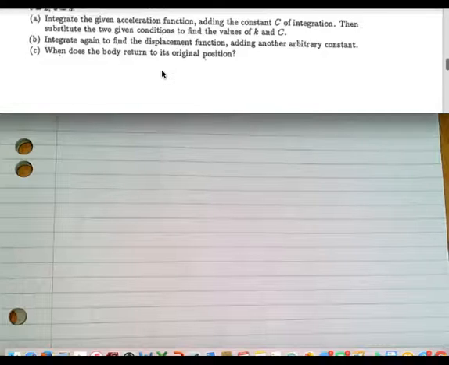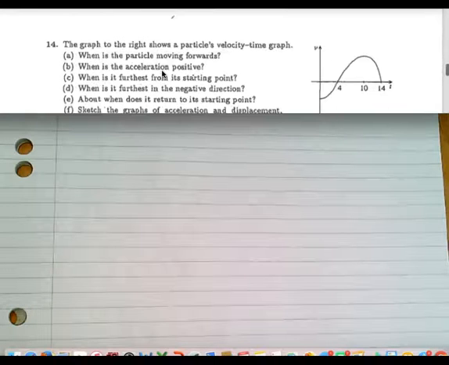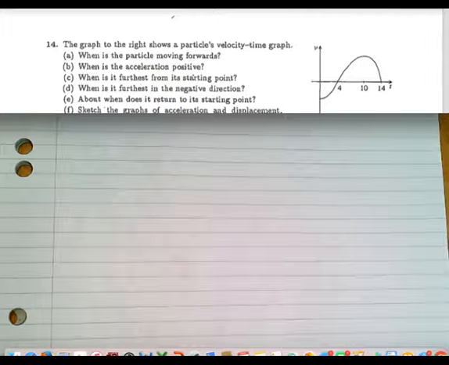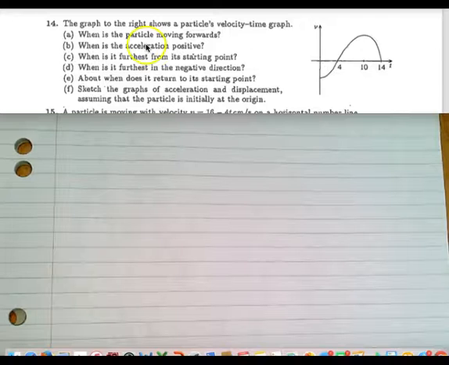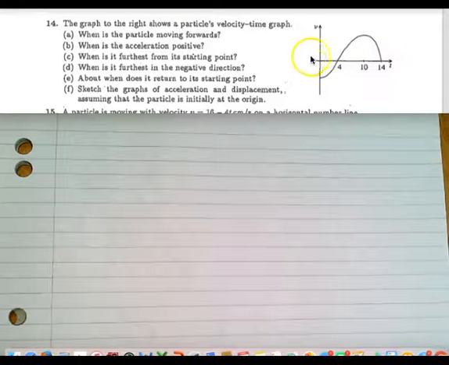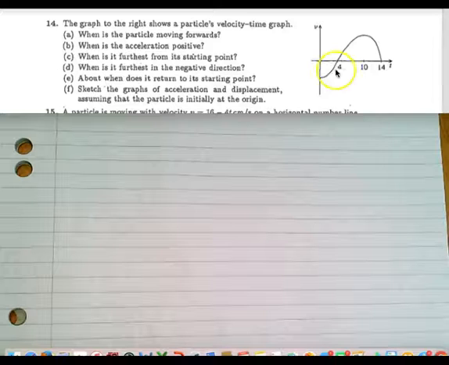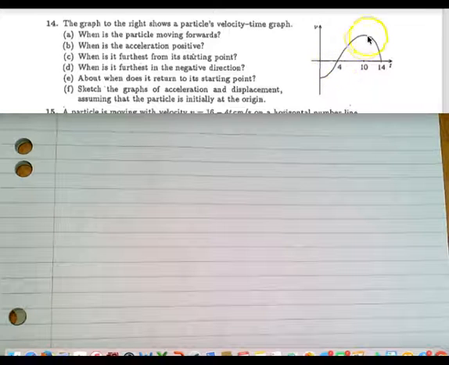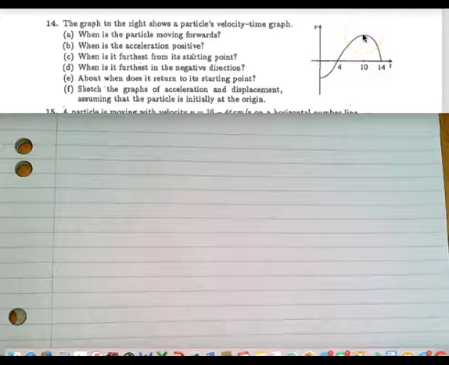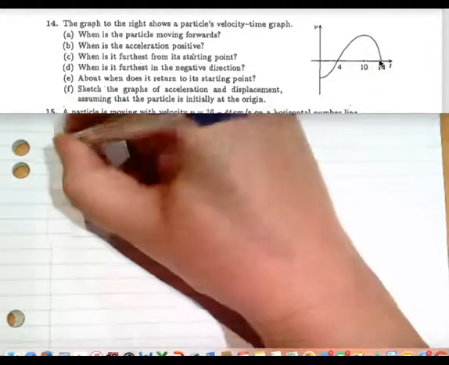All right, I'm going to look at question 14. Okay, we've got this graph here. It says this graph shows the particle's velocity versus time. We can see we've got negative velocity here, zero velocity there. Looks like maximum velocity there and zero velocity there. So this is question 14.